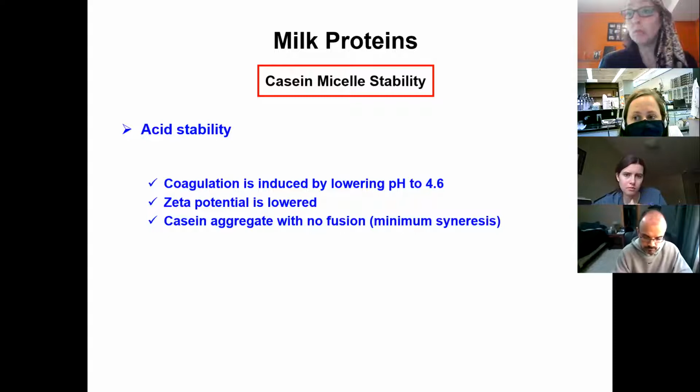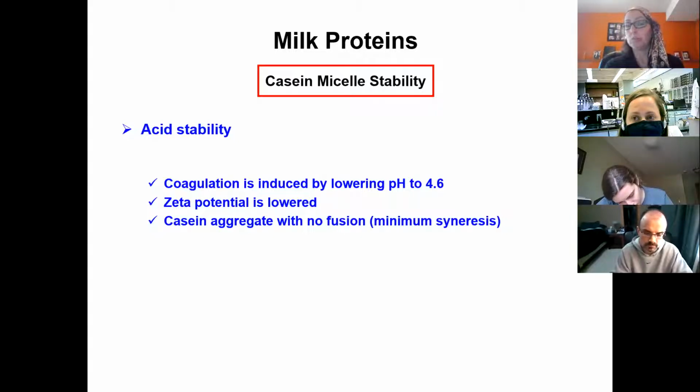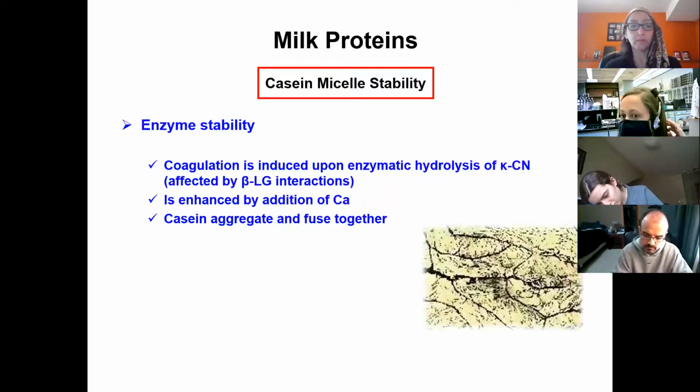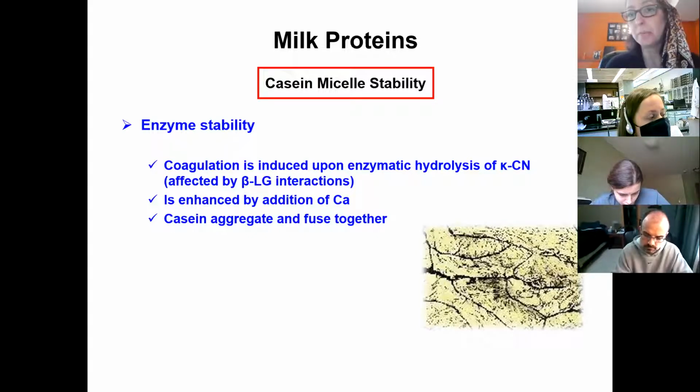So the isoelectric point of casein is 4.6. That's where, when you form a yogurt, you have your lactic acid bacteria, and it gradually lowers the pH to 4.6, losing the charge. Zeta potential is lowered, and the casein come together and aggregate, but without fusion. That means you form a gel with minimum syneresis. That's your yogurt.